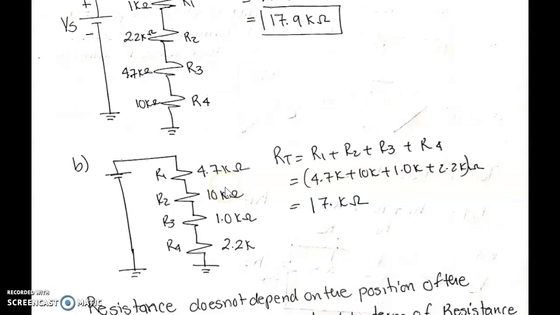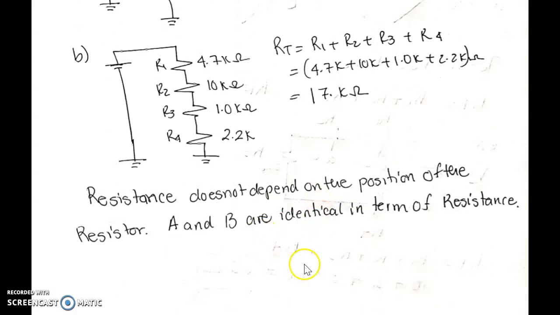Then for part B, we see it's the same value of the resistors, it is just arranged differently. The 4.7 now is the first, and we have the 10 the second, the 1 is the third, when here it was the first, and then we get the same value. So what this example tries to explain is that it doesn't matter how you move the resistors across the circuit. As long as they are in series, you can move them however you want, and it doesn't affect the circuit itself. In other words, the resistance doesn't depend on the position of the resistor.